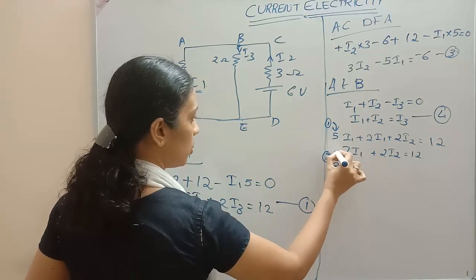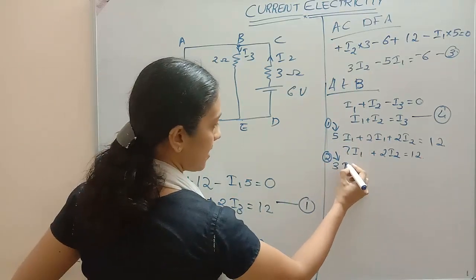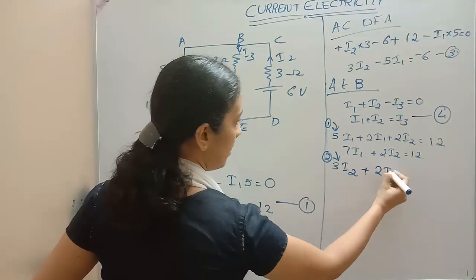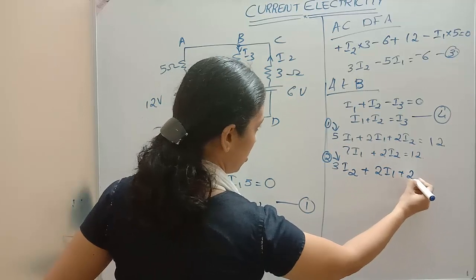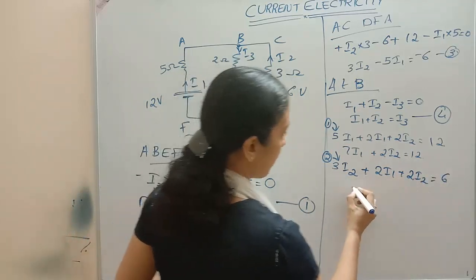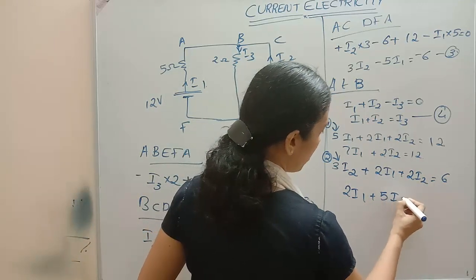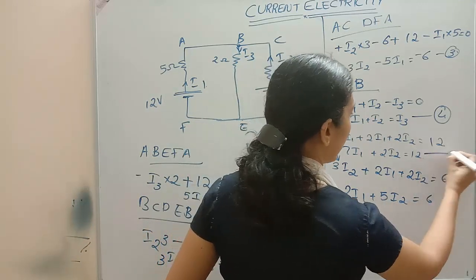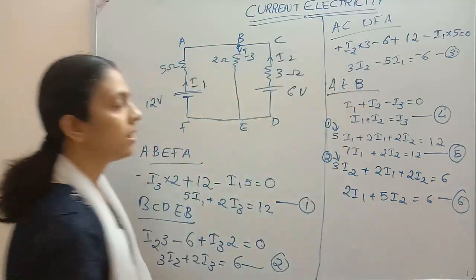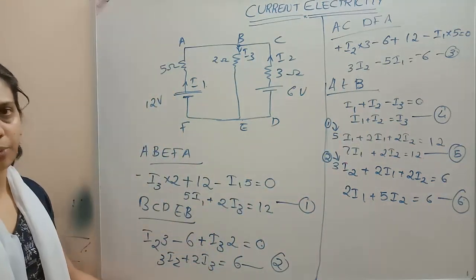Now equation 2 I am changing. 3i2 I am writing as such: 3i2 plus 2i1 plus 2i2 equals 6. So now I am getting 2i1 plus 5i2 equals 6. This is equation number 5, and this is equation number 6. Clear? This I3 equals I1 plus I2, I am substituting in these 2 equations.